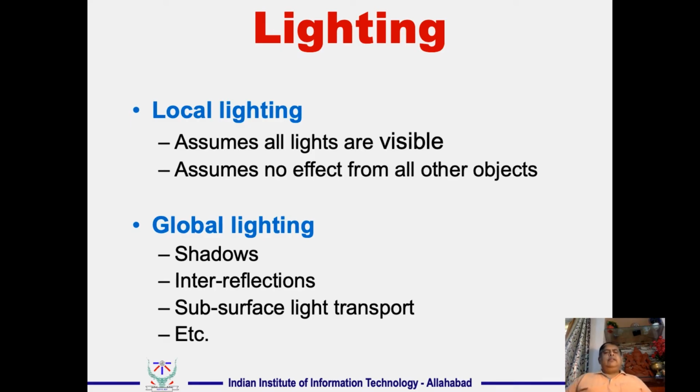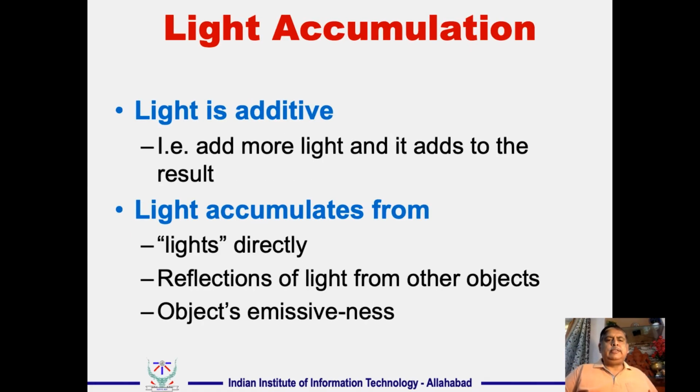So, lighting: there is something called local lighting and global lighting. We have seen this. Now, creating this model of lighting, we will say that the light is additive. Add more light and it adds to the result. Light accumulates from light directly, reflection of light from other objects, and emissiveness.